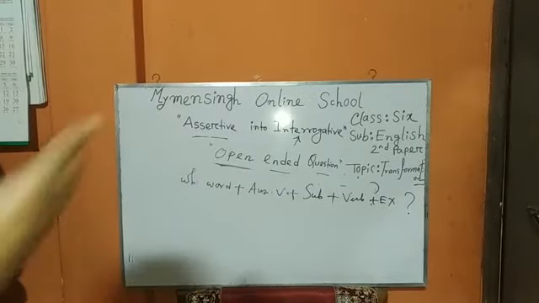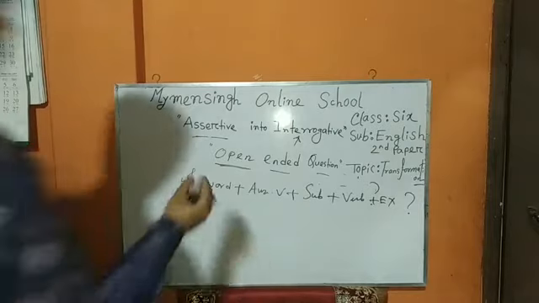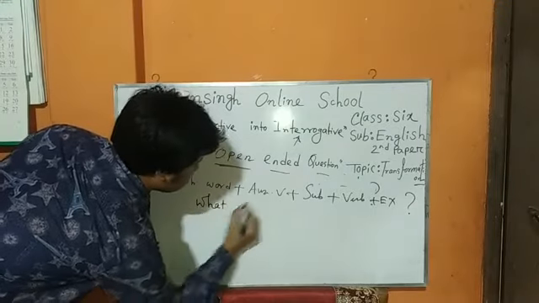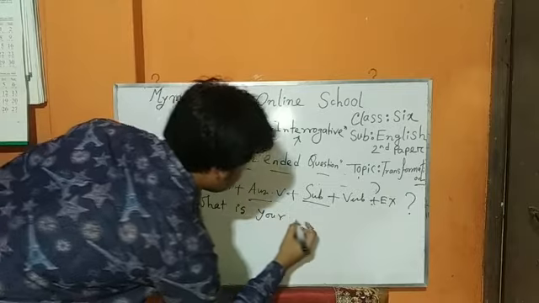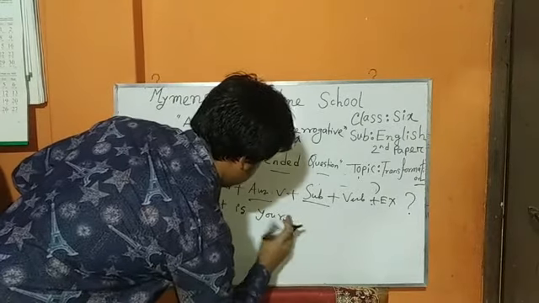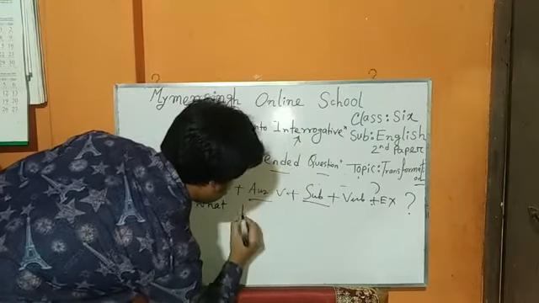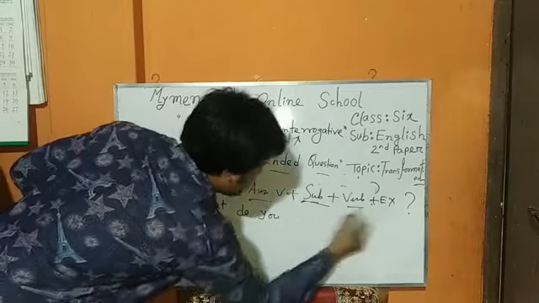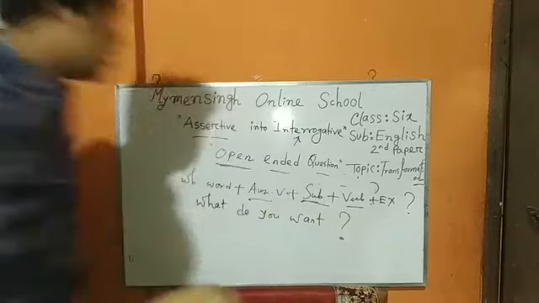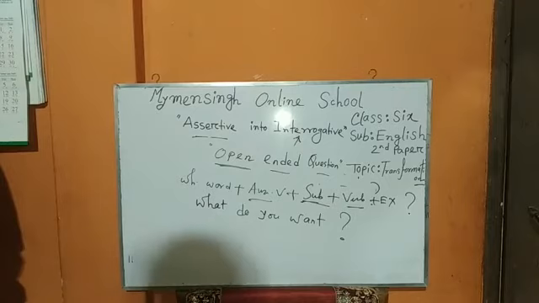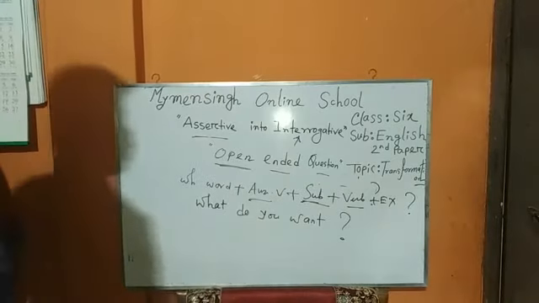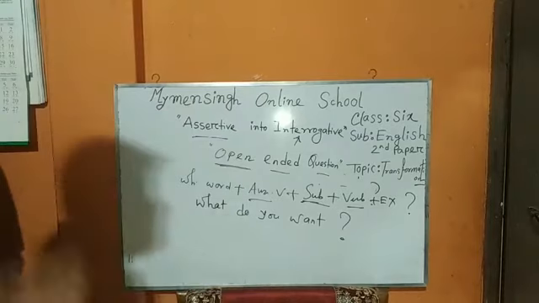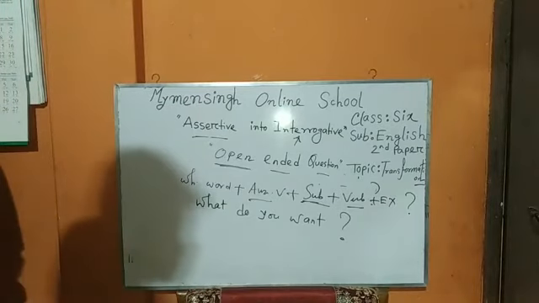Okay. What will be the example? What, auxiliary verb, subject. Auxiliary verb is do, subject is you, verb is want. That means it is an open-ended question. That means, what do you want? The answer will be something. It varies from person to person. Understand?